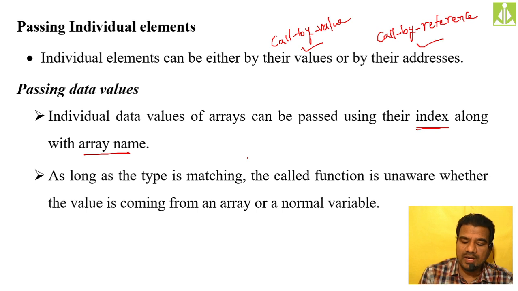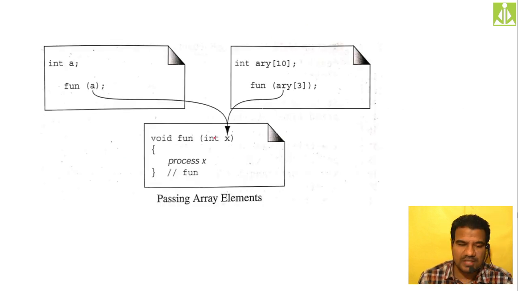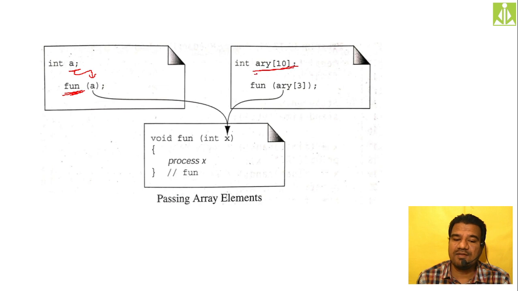Okay, so quickly here you can see. Passing the individual element, we are declaring an array, variable a, and we are passing that a to this function fun. Fun is my function name. I'm calling this function and I'm passing this a as an argument over here. Over here I have declared and defined an array, a complete array. It is an array of 10 elements, and from these 10 elements I am passing only one element, that is array of 3. That is the fourth element I am passing from this array, ARY.